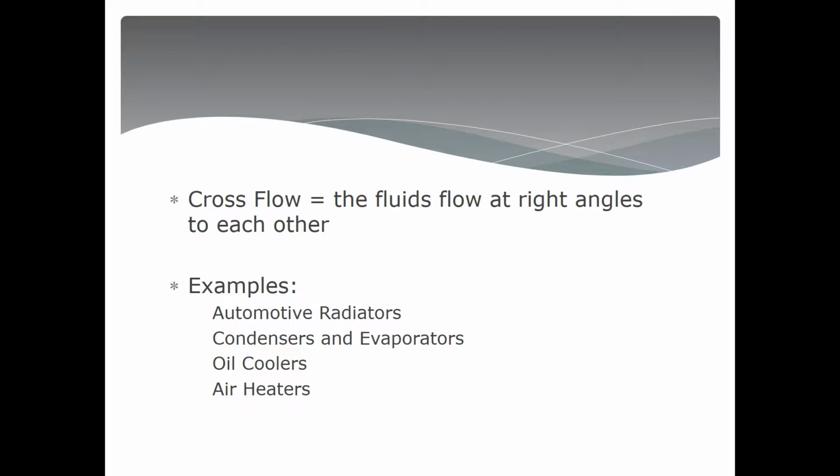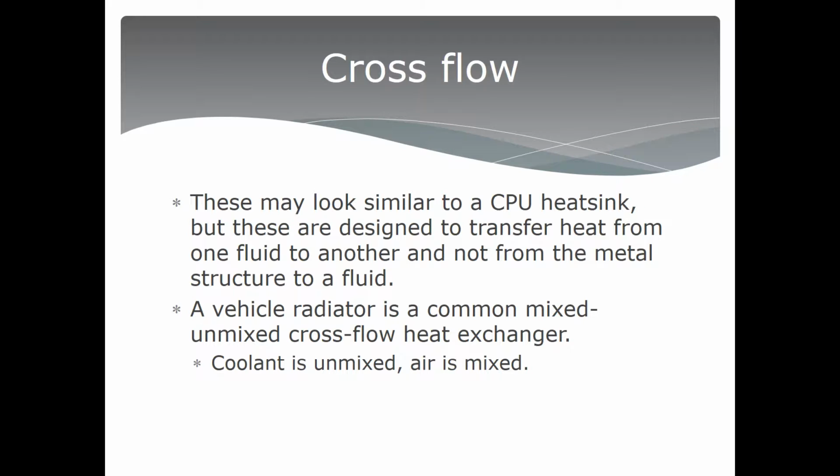The term cross-flow means that the fluids flow at right angles to each other as they pass through the exchanger. Some examples are automotive radiators, condensers and evaporators, oil coolers, and heaters. These may look similar to a CPU heatsink, but these are designed to transfer heat from one fluid to another and not from the metal structure to a fluid. An example can be a vehicle radiator. It is a common mixed-unmixed cross-flow heat exchanger, where the coolant is unmixed and the air is mixed.